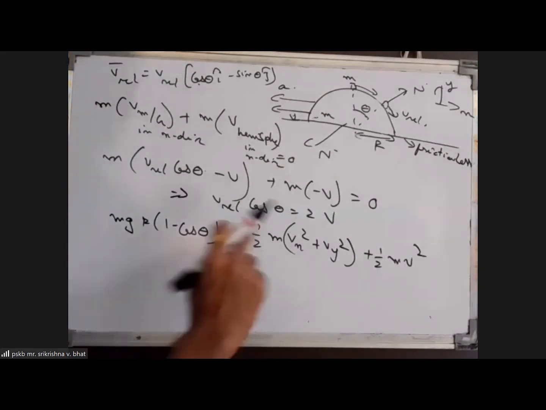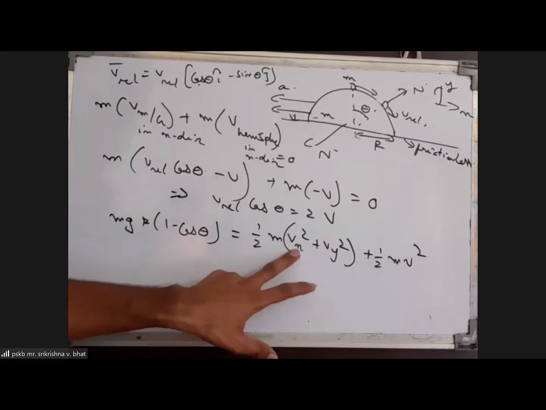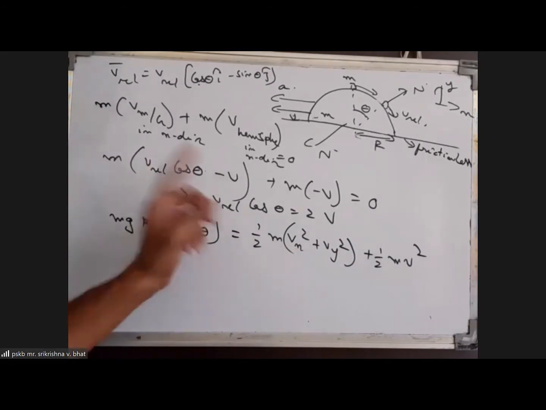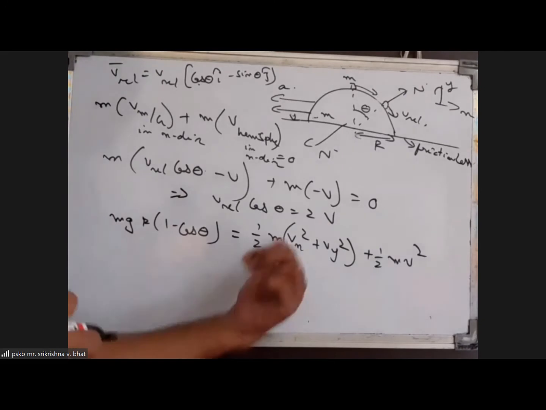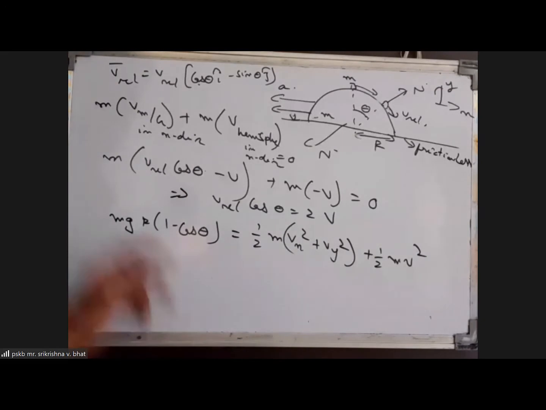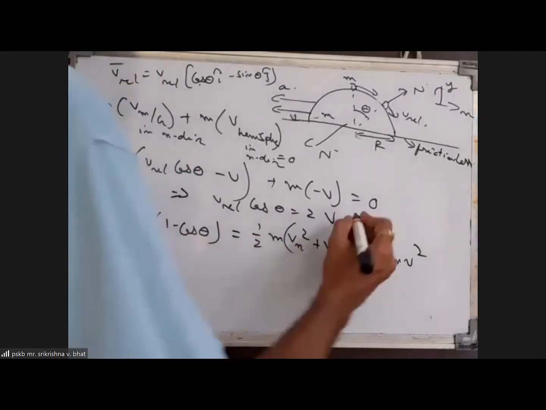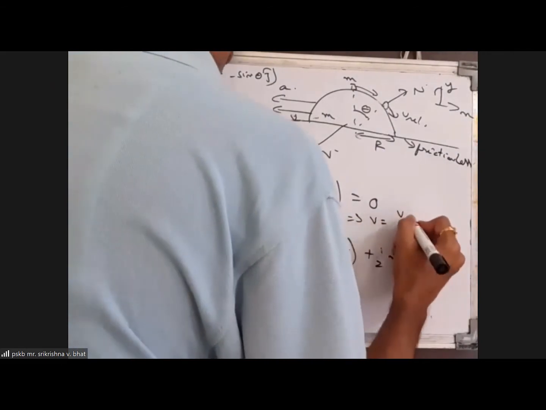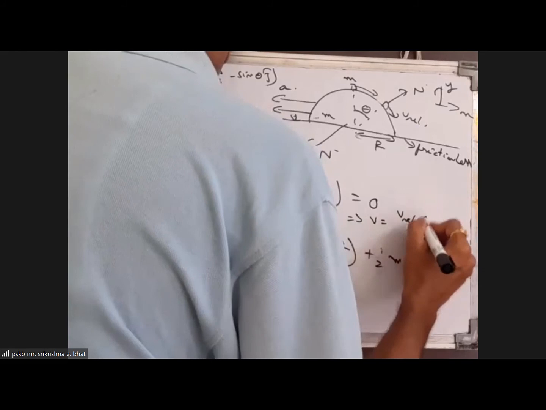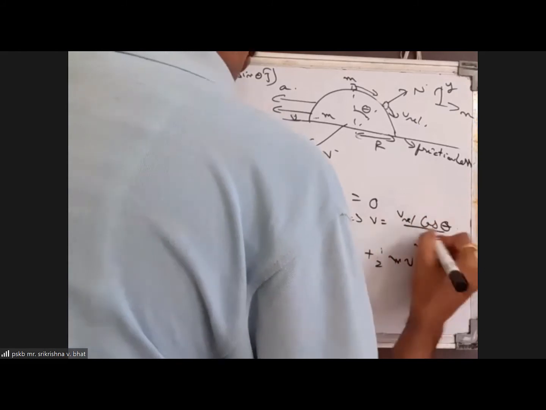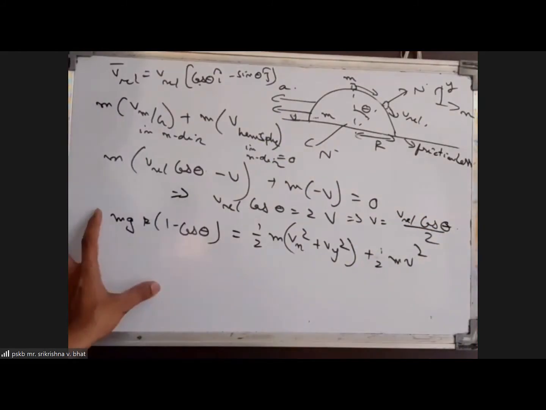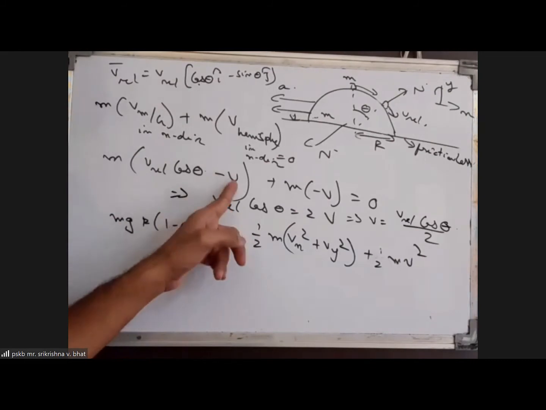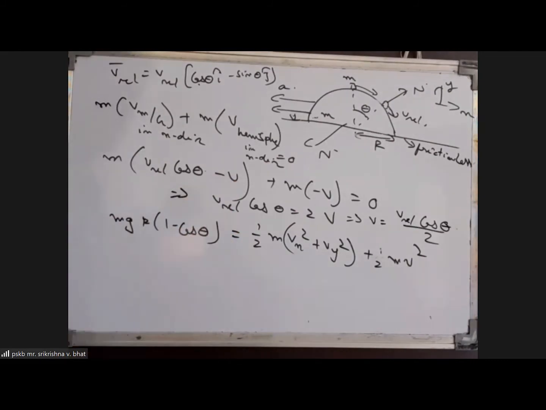Okay, so we know what vx is already. Here vx is the velocity which is v relative cos theta minus v. In fact, we can write this entirely in terms of v relative only, since we already got V equal to v relative cos theta by 2. So in place of V, we can take v relative cos theta by 2.